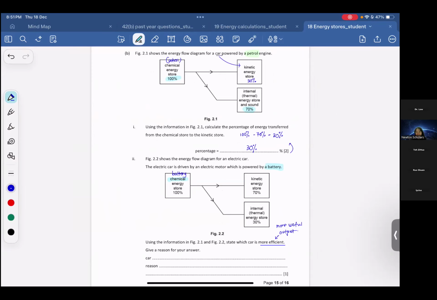Zihua, correct. Crystal said electric because it releases less thermal energy than the car powered by a petrol engine. Yes, but I want you to tell me less thermal energy. Is this thermal energy useful, or do you want less useful output energy or less wasted output energy?